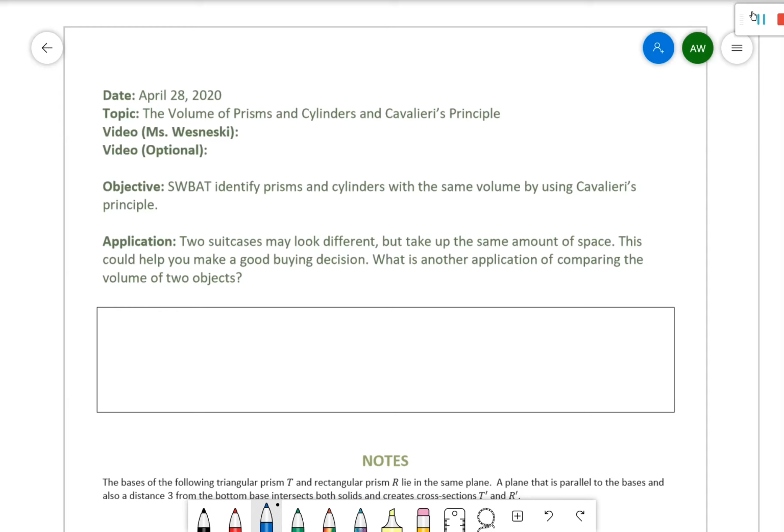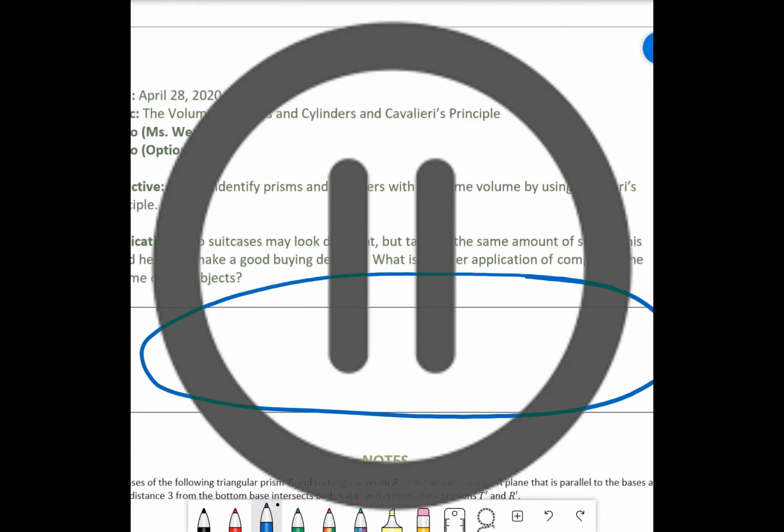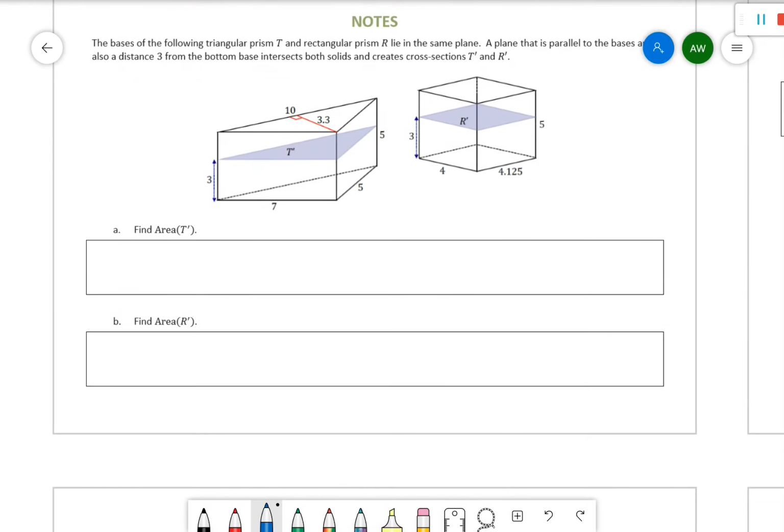So right now you can go ahead, pause this video, and write down one more application where you could use comparing volumes in real life. All right, so we're going to take a look at our notes now.